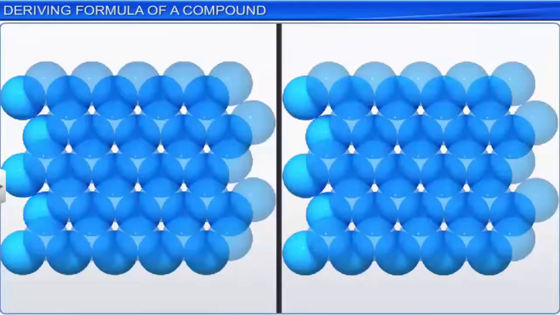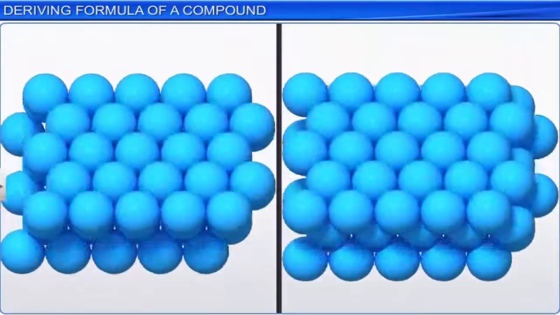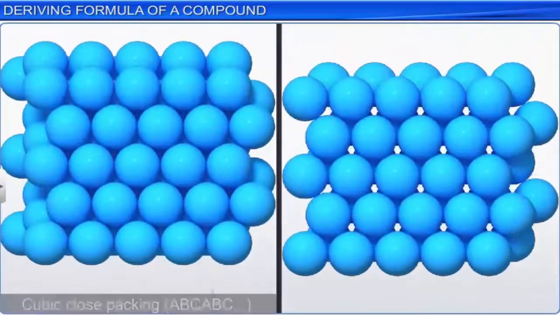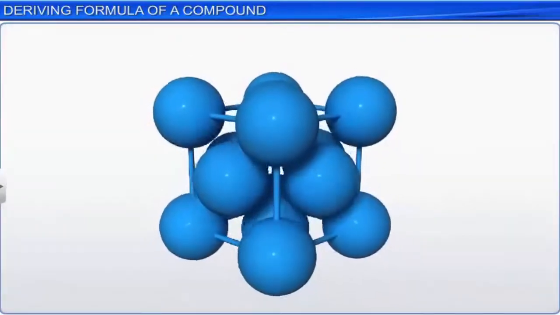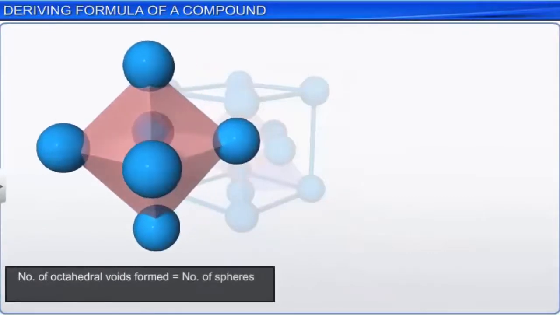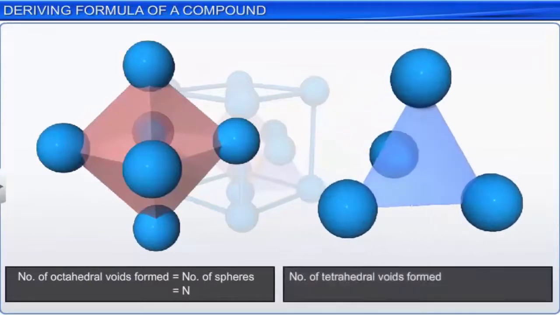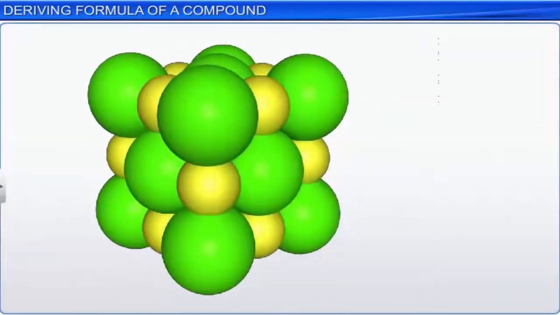In the previous module, you learned that formation of tetrahedral and octahedral voids takes place when the constituent particles are arranged in a cubic close packing or hexagonal close packing. You also know that in a close packing, the number of octahedral voids formed is the same as the number of spheres or the constituent particles, while the number of tetrahedral voids is double the number of spheres. Let us now look at how the cations and the anions are placed in the close packing.